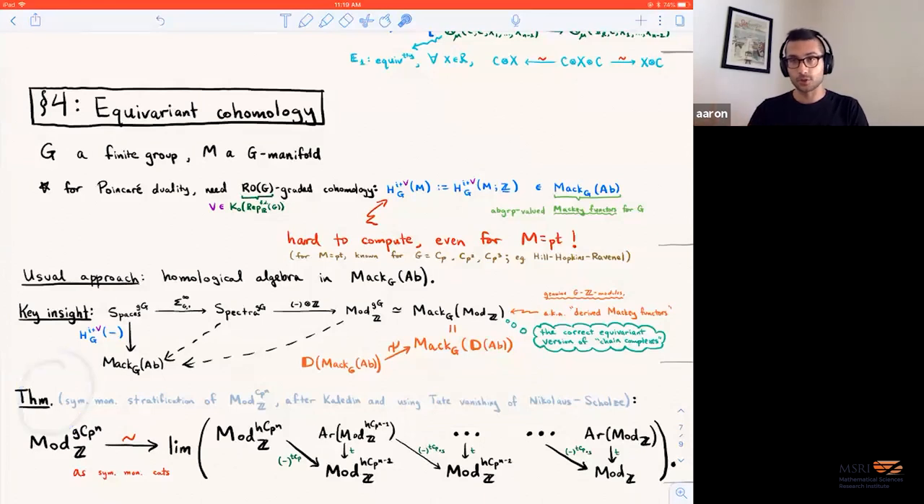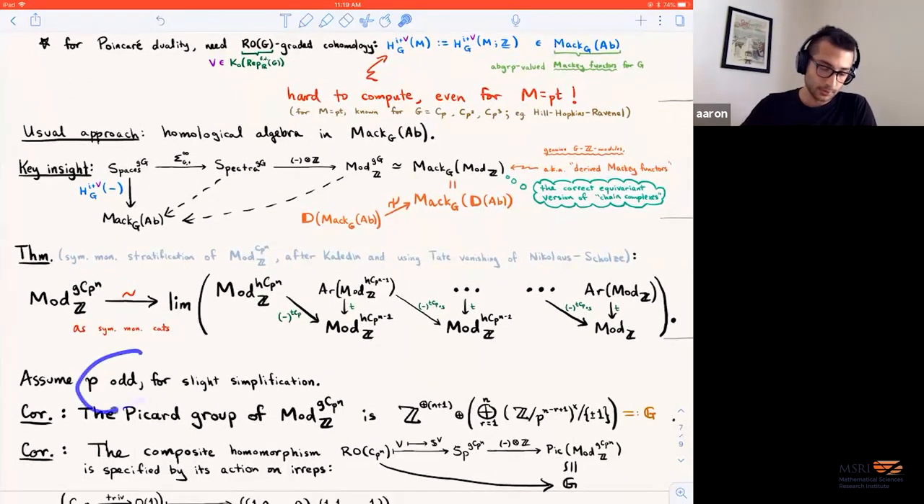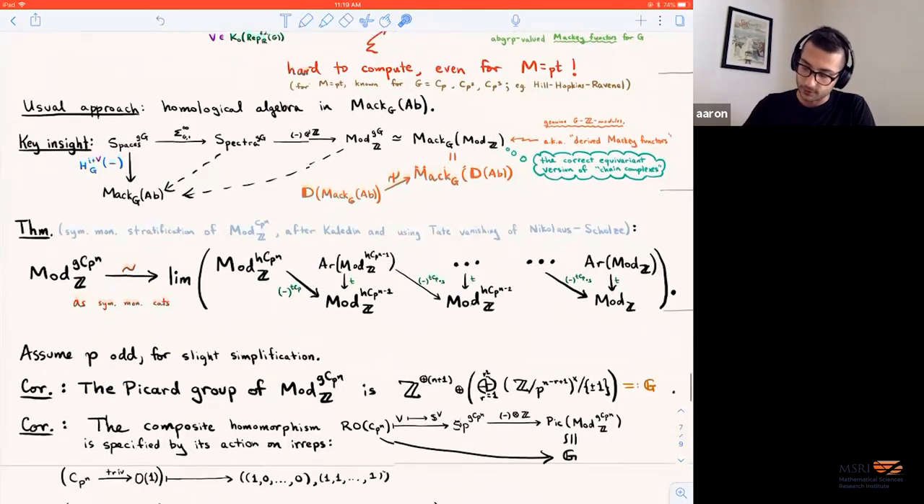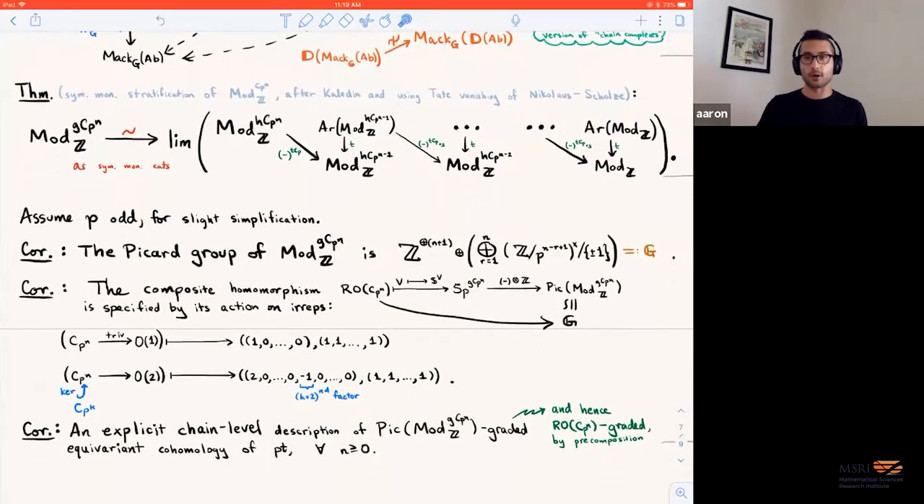And let me just outline what the resulting computations look like. You can see the paper draft for more details. So let's just take p to be now an odd prime. It slightly simplifies things. And this is it. So first of all, we can compute the entire Picard group of this category. And it's that abelian group.